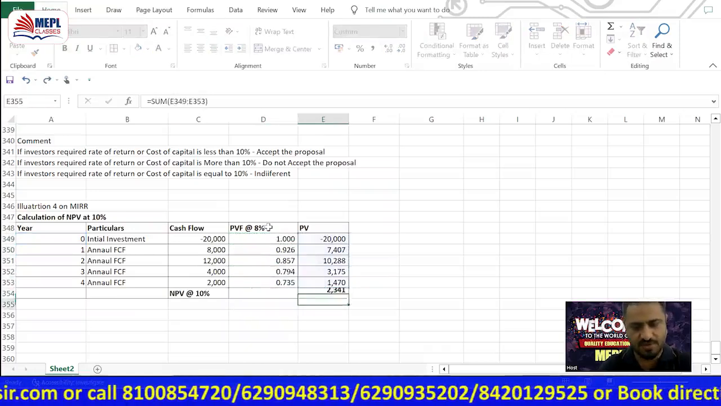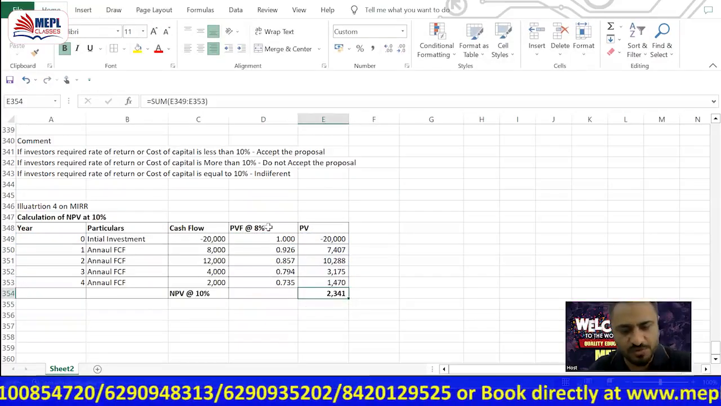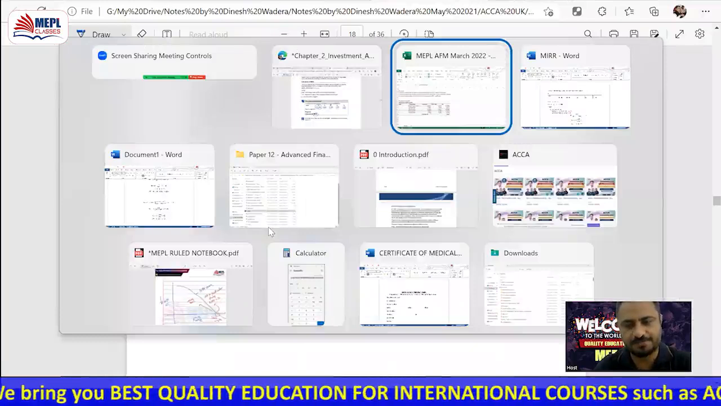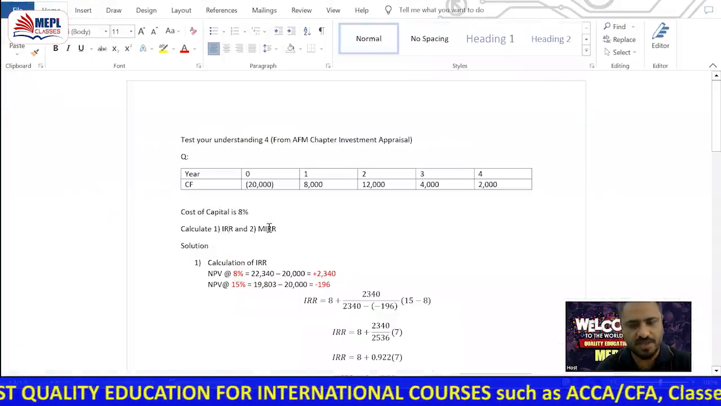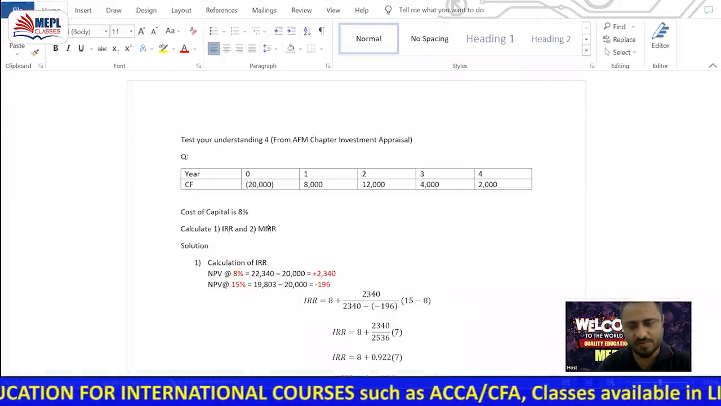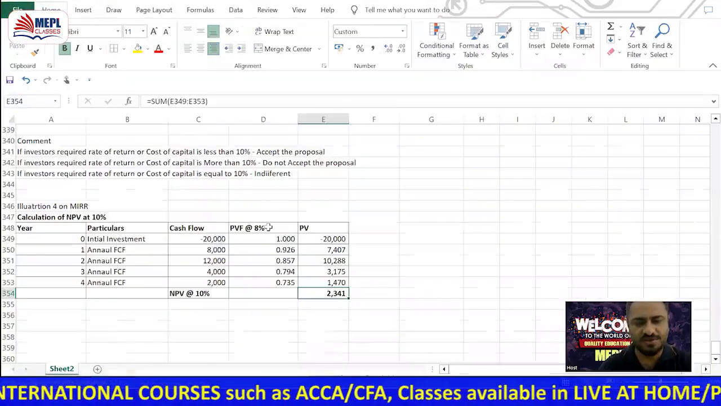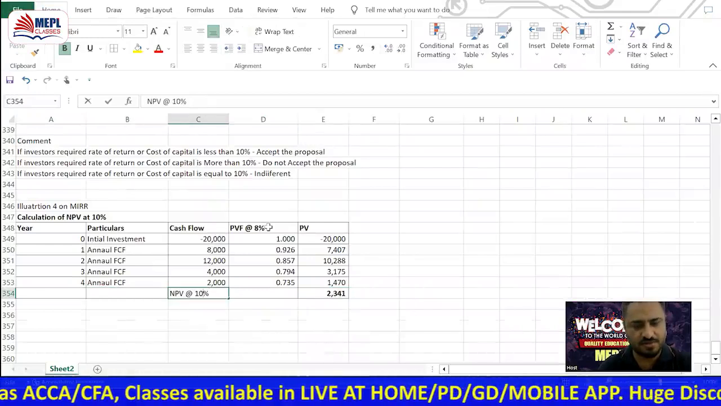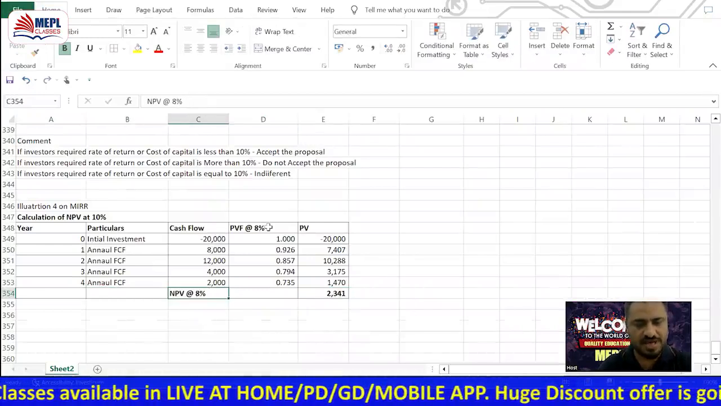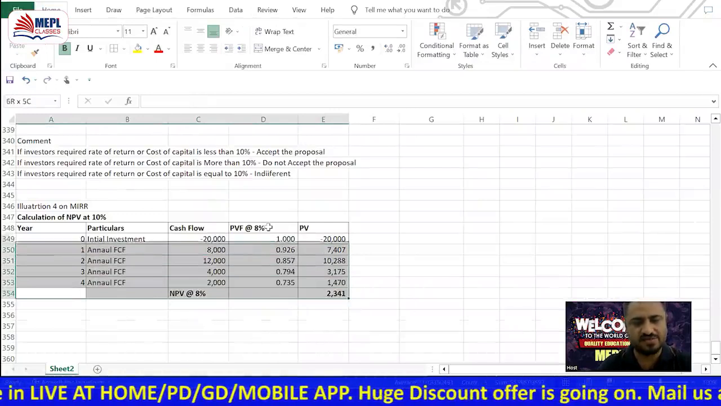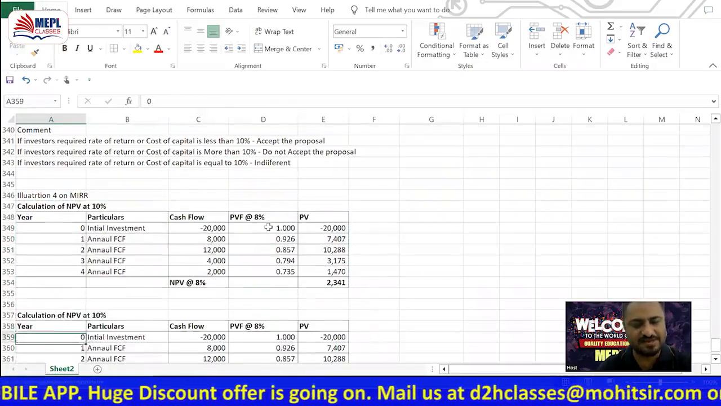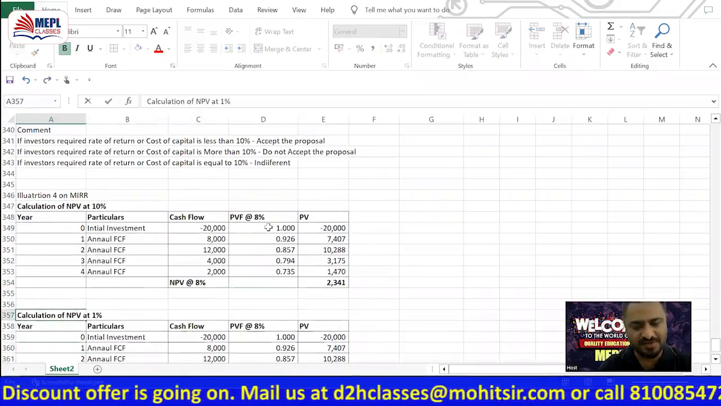And if you see, my NPV is positive 2341. That is what you can see listed here. NPV at 8% is positive 2340. Now, if it is positive, I want a negative cash flow, so I can use a higher rate. So 10%, 12%, I don't know. Don't want to do much trial and error, so I'm straight away jumping at 15%.